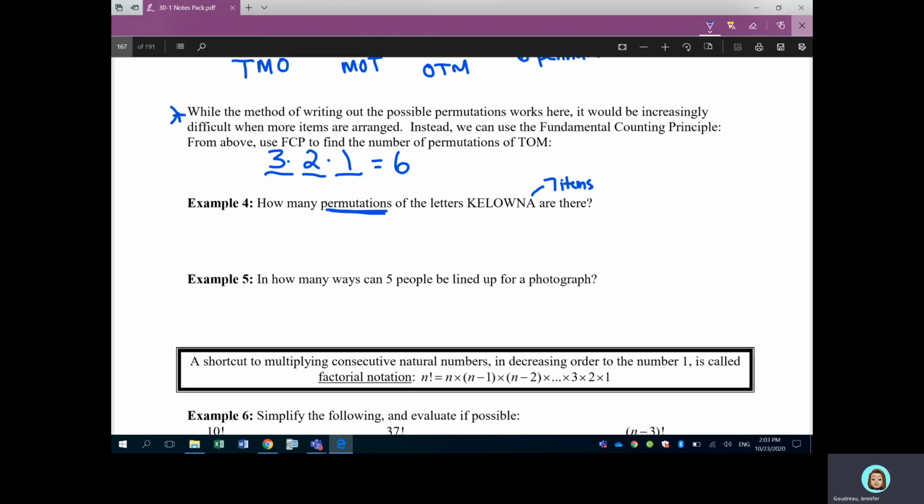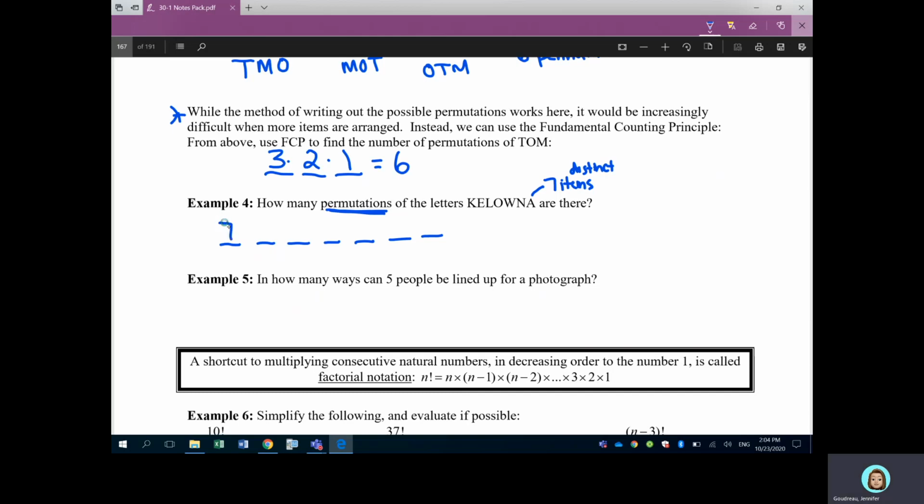And in this case, we don't. So we have 7 distinct items. All of the letters are different than the other letters in the word. So because we have those 7 distinct items, I'm going to draw 7 blanks. And I'm going to start to arrange the letters. For that first blank, I'm holding on to all of the letters. That means I have 7 choices for that first position.